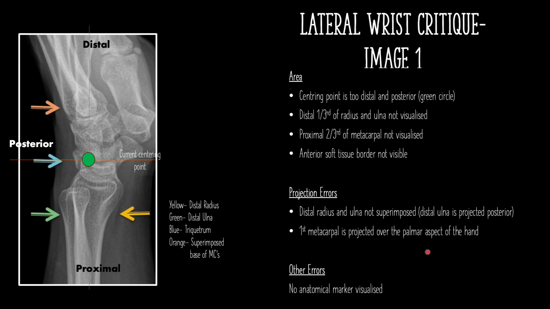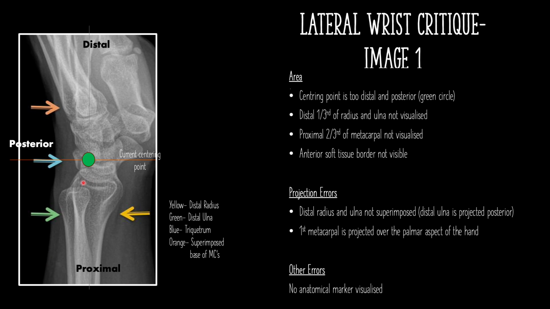So we've run over how to critique a DP or a PA wrist image. These are usually combined with a lateral wrist, so we will critique a lateral wrist as well. We know what our area should be at this point: the distal 1/3 of the radius and ulna and the proximal 2/3 of the metacarpals. So we can clearly state that this is not the distal 1/3 of the radius and ulna.